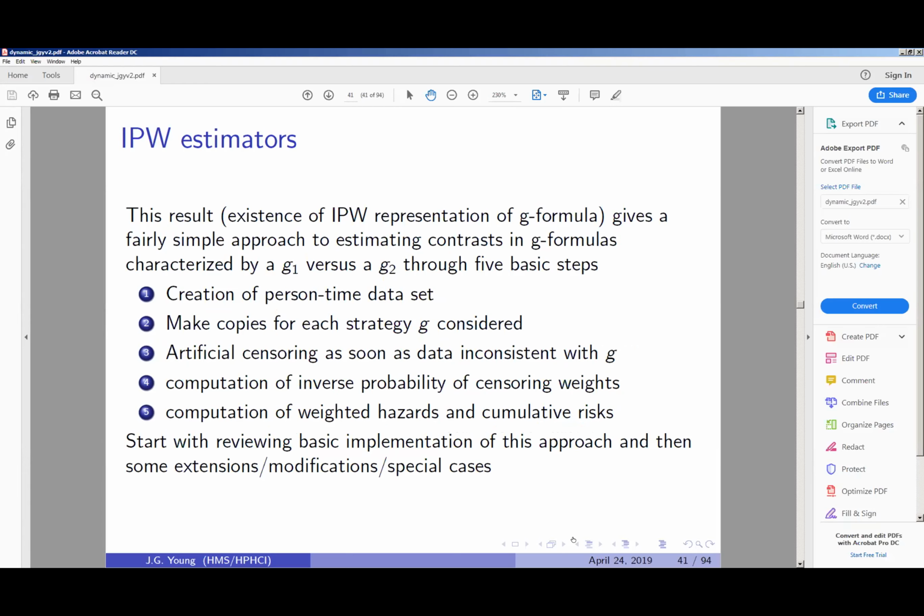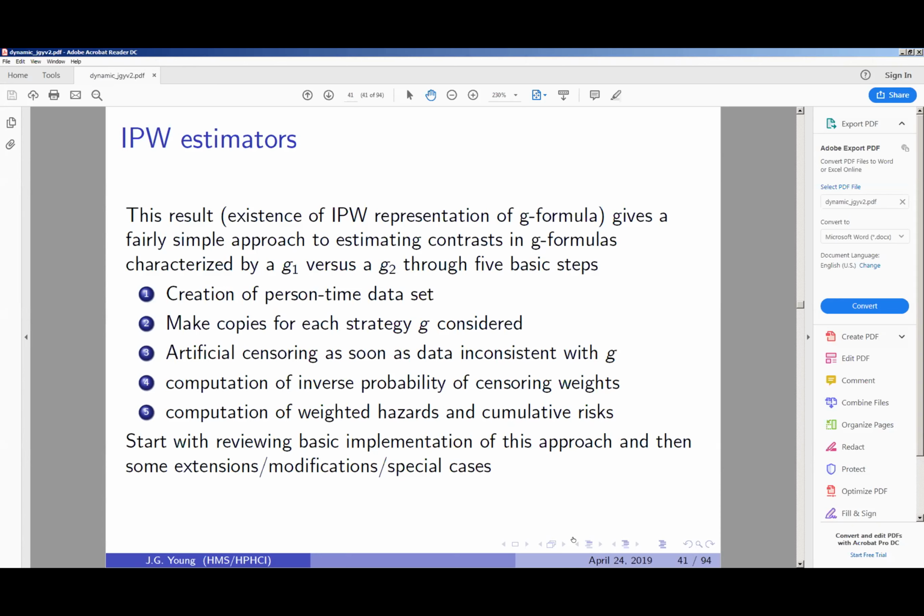And the G formula is characterized by a G1 versus a G2. Again, why are we doing that? Because under our causal assumptions, this contrast equals the average causal effect. So a fairly simple approach is characterized by 5 basic computational steps. The first is creating a person-time data set, which is just a reformatting of the observed data. The second is making copies of the data for each strategy G we consider.